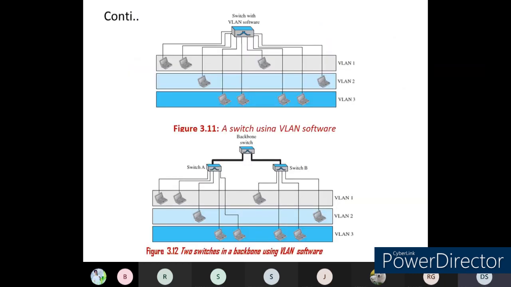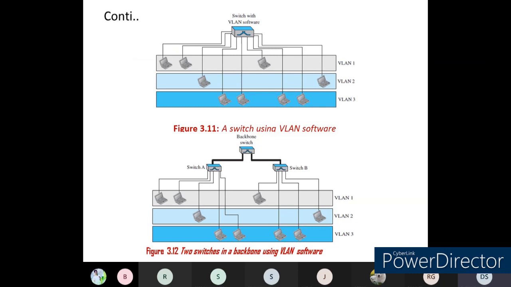Right. So these are different configurations of the virtual local area network. In this first block diagram, we are seeing that there are three different virtual local area networks connected with a single switch of virtual local area network software. So the meaning of virtual local area network is, using some specific network software, how to connect different local area networks with a number of computer systems.